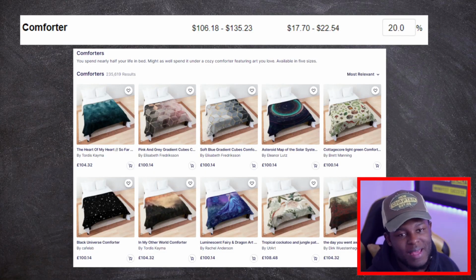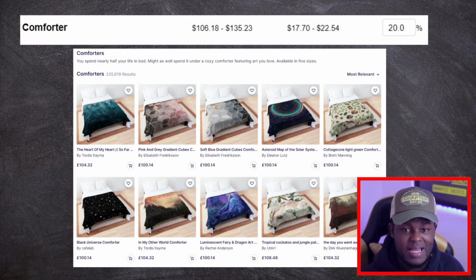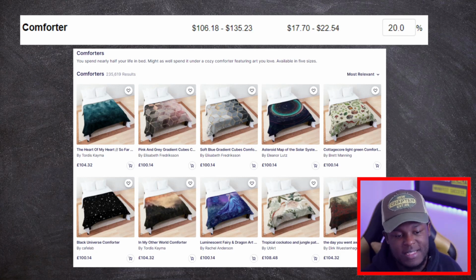Fourth product we have here is a comforter. Now, this is once again something for bedding. People actually buy a lot of stuff like this when it comes to Redbubble because it's easy to find things that are more customized to your liking. As you can see, the base profit margins are $17.70 to $22.54, which is crazy.